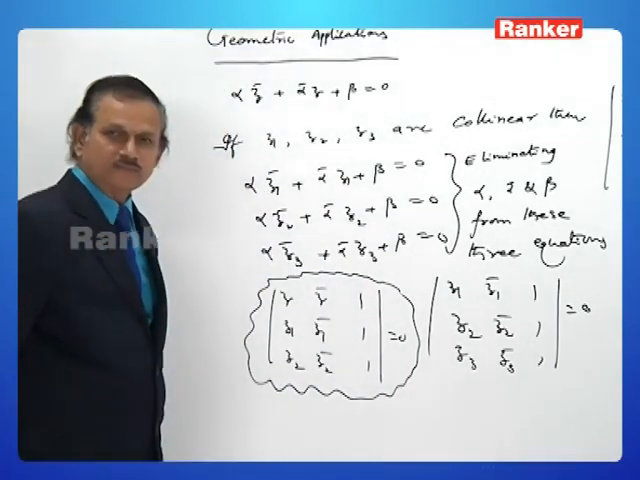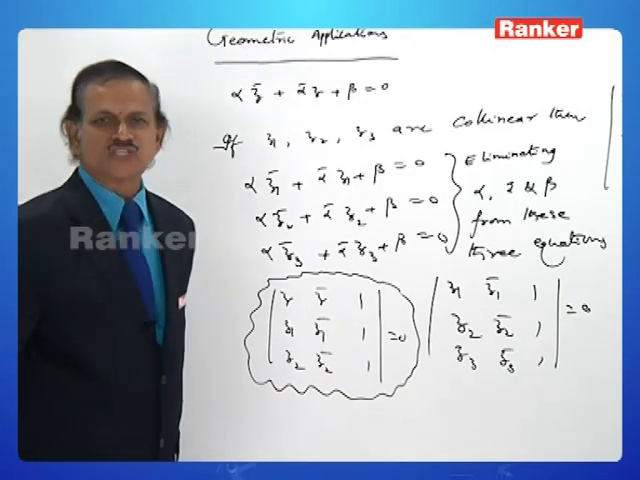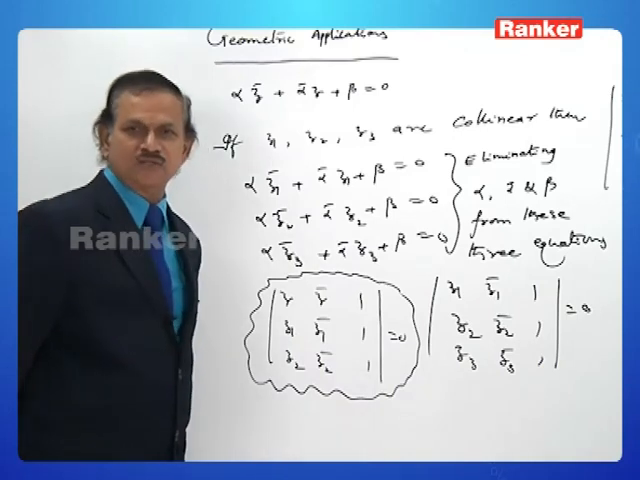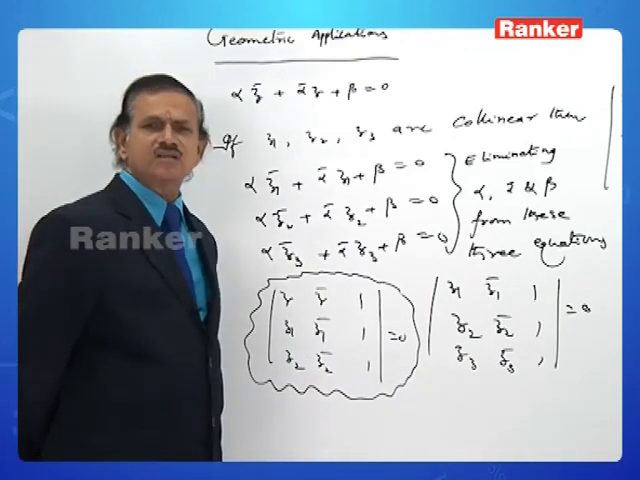Therefore, by framing the standard equation of a straight line as alpha z bar plus alpha bar z plus beta is equal to 0, it is just immaterial.